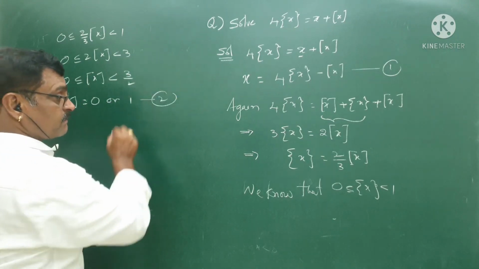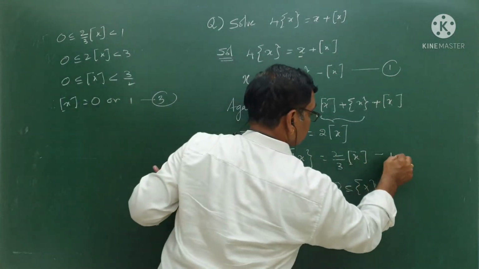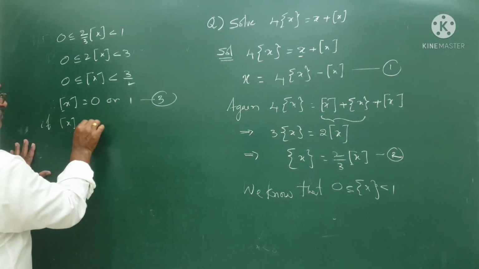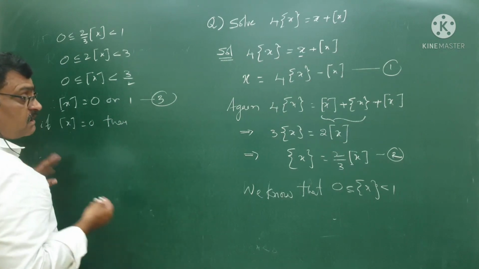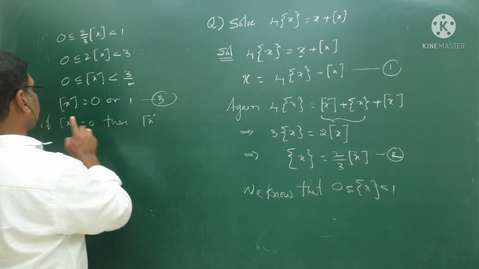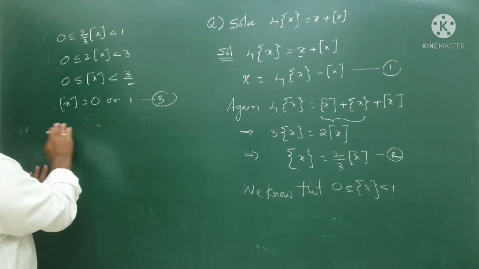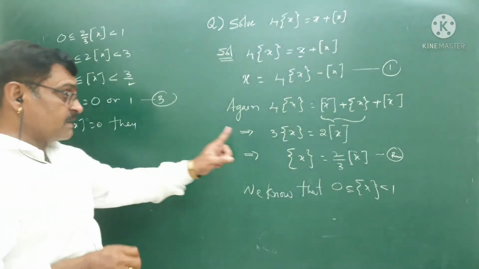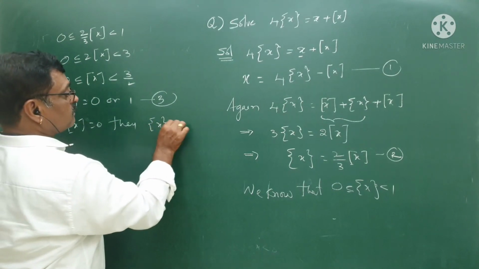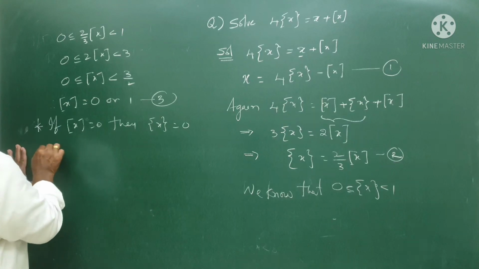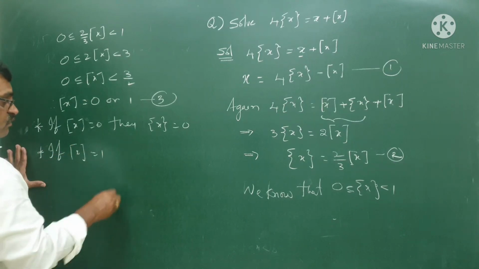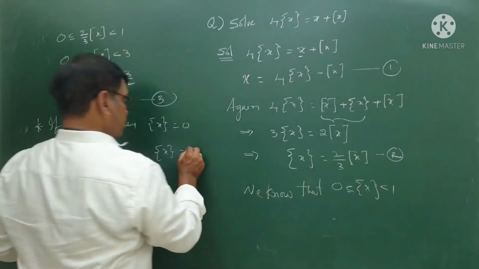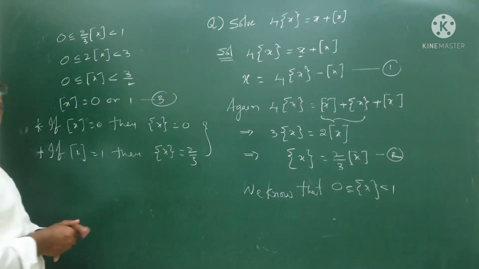Now, use these results, this 3, in 1, in 2. Therefore, if the integral part of x is equal to 0, then from 2, fractional part of x is also 0. Next, if integral part of x is equal to 1, then fractional part of x is equal to 2 by 3 times 1, that is equal to 2 by 3. Now we can find x value.